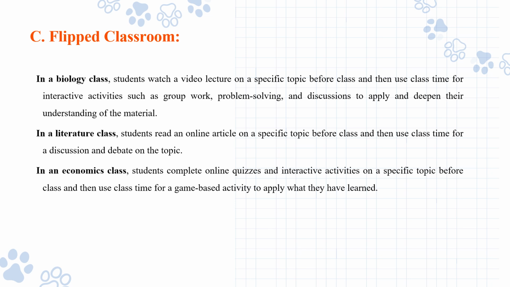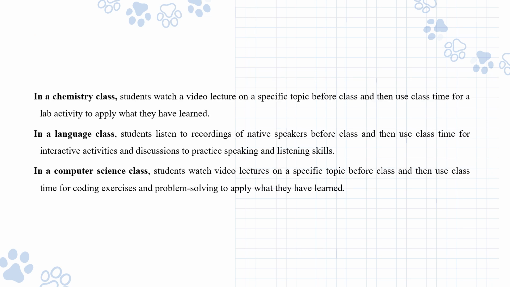In an economics class, students complete online quizzes and interactive activities on a specific topic before class and then use class time for a game-based activity to apply what they have learned. In a chemistry class, students watch a video lecture on a specific topic before class and then use class time for a lab activity to apply what they have learned.